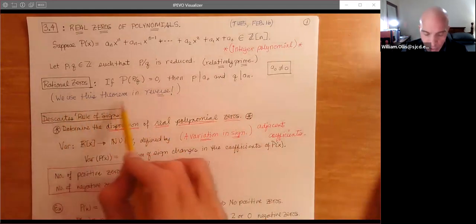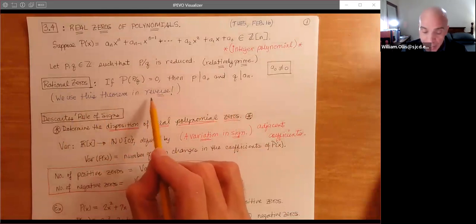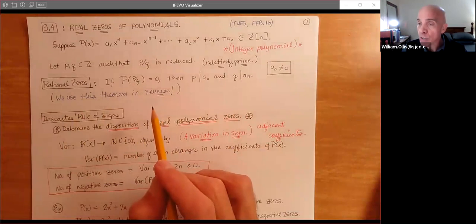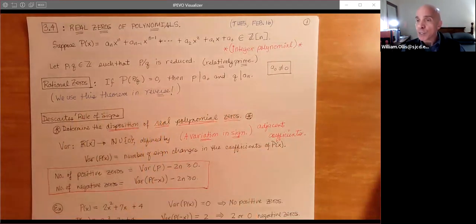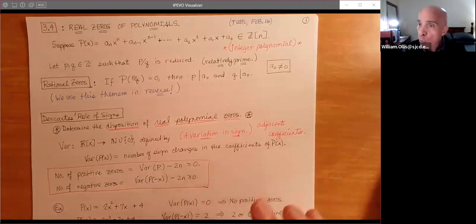And what I've written here is we use this theorem in reverse. That is, when we think about solving for rational zeros, we compile a list and then we can check the list with synthetic division. Now, before we actually employ this, I want to get another result on the table so that we can use it if necessary.